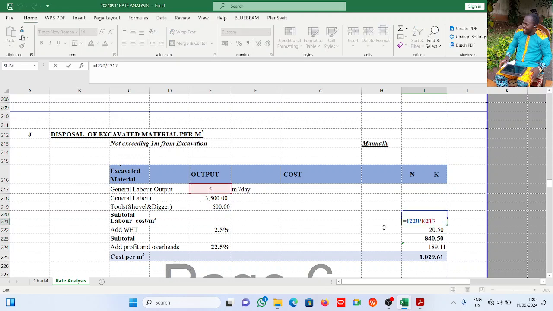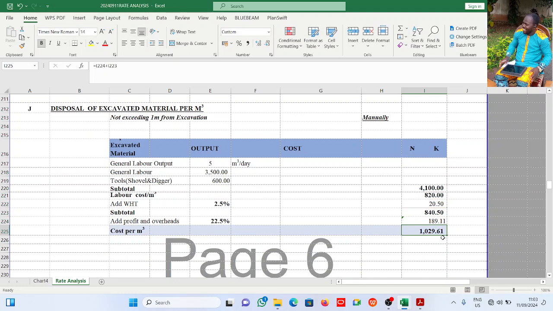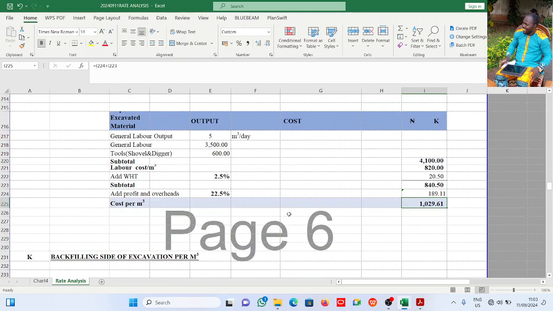Right, for 1 cubic meter I divide by 5. That's what we have here. For 1 cubic meter I divide by 5, then add withholding tax, and then I add profit and overhead. That gives me this. So this is 1,029 naira 61 kobo per cubic meter.